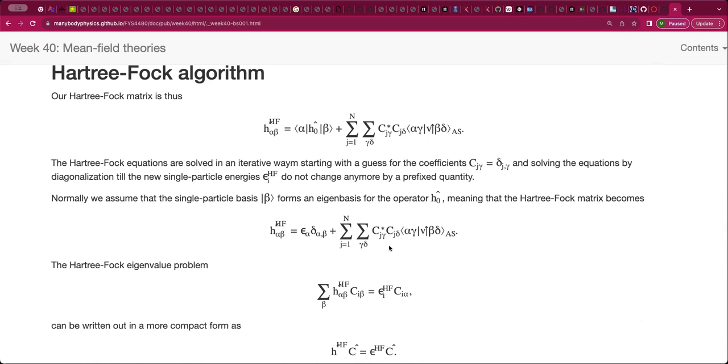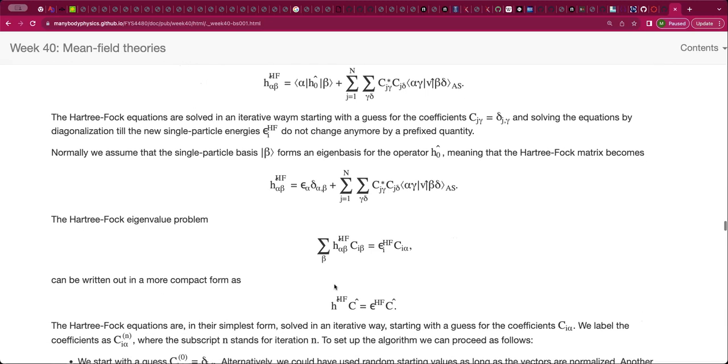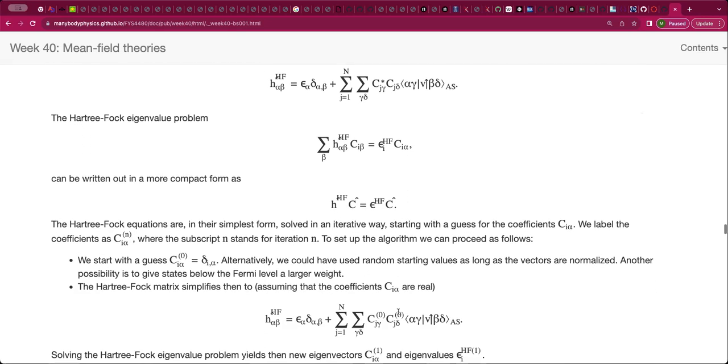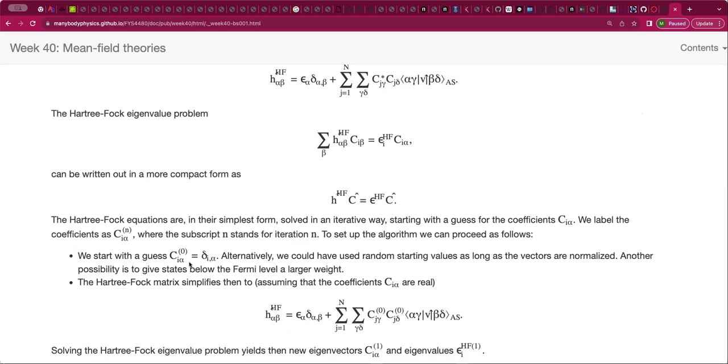So when you're setting up the recipe, you would rewrite this in terms of a matrix, the Hartree-Fock matrix. You multiply that with the eigenvector, which contains these coefficients. And then you have the eigenvalues, the Hartree-Fock eigenvalues, times the eigenvectors. So you would typically start with a guess for these coefficients, and you can simply set them equal to the diagonal elements only. So this would be your 0th iteration. This is a standard way people would solve the Hartree-Fock equations.